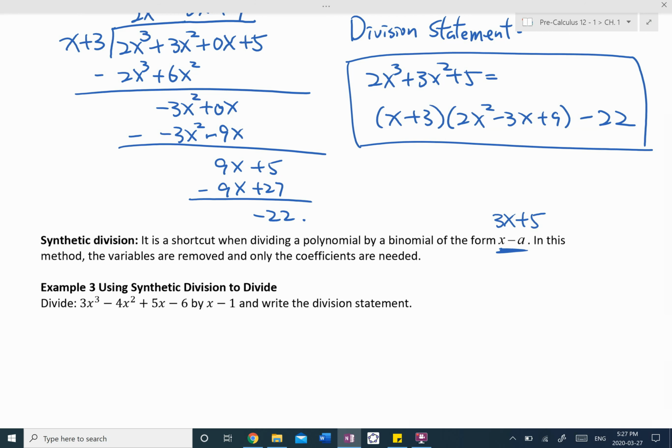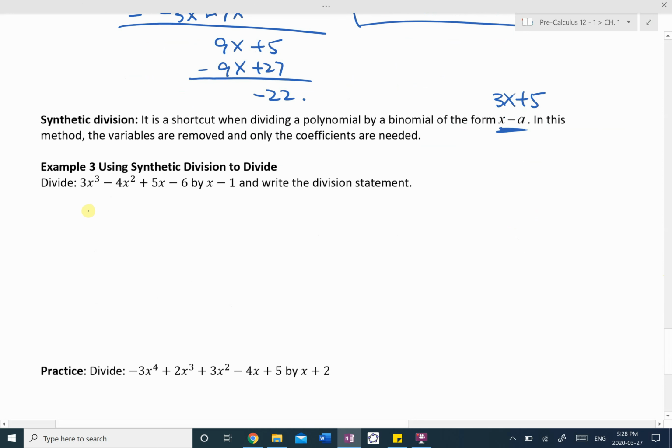Okay, the way to write this is also different from long division. You are going to write down an L like this, and you are only taking the coefficients of the dividend here. So that's a 3, so I'm going to write down a 3. That's -4, so -4. That's a 5, so write down a 5. That's -6, so I write down -6.